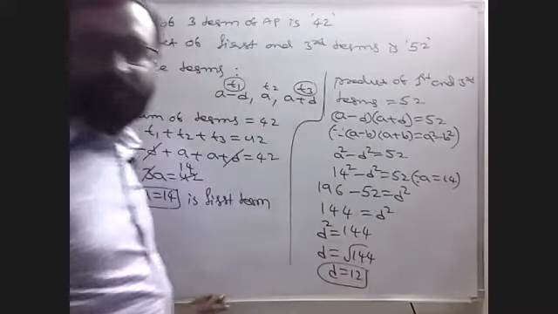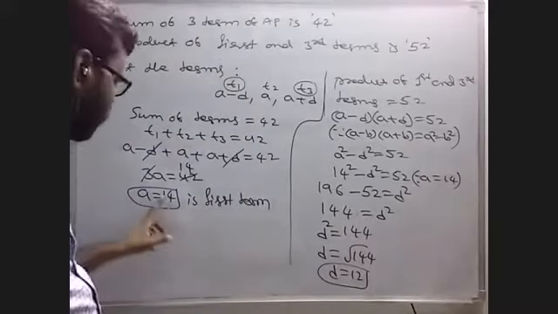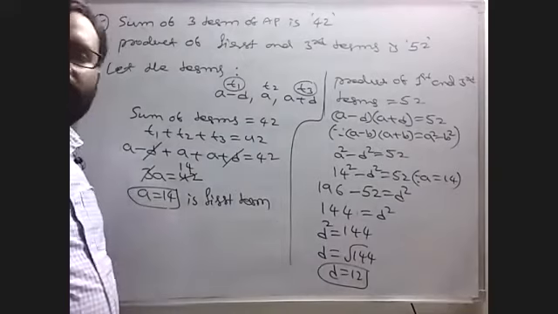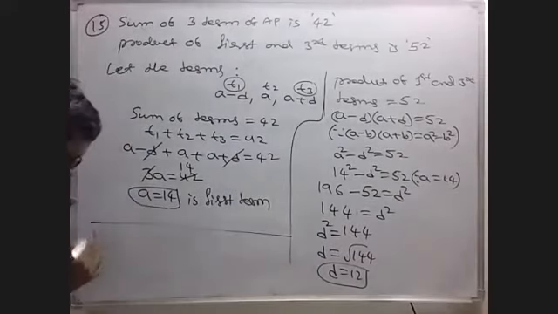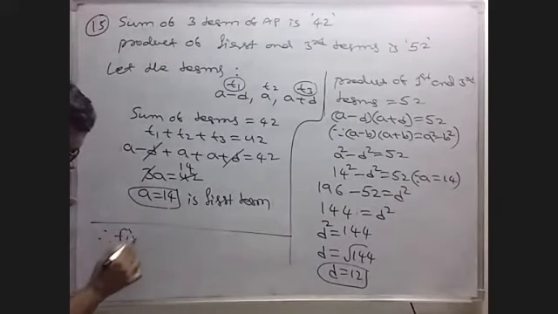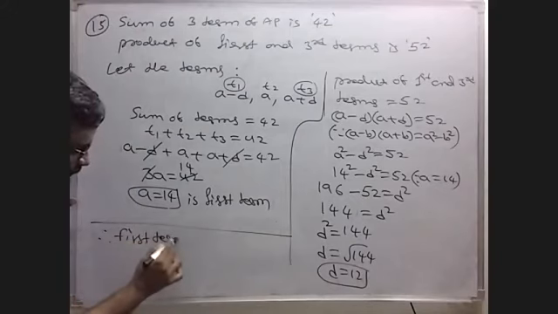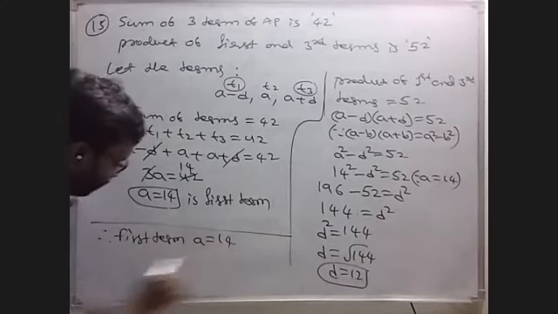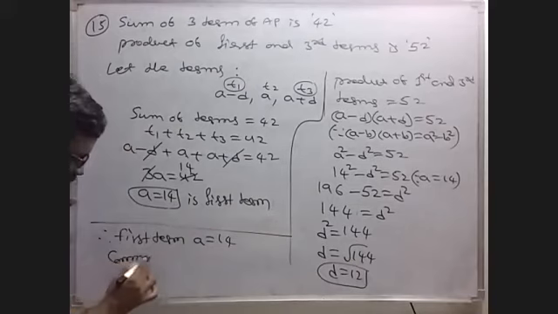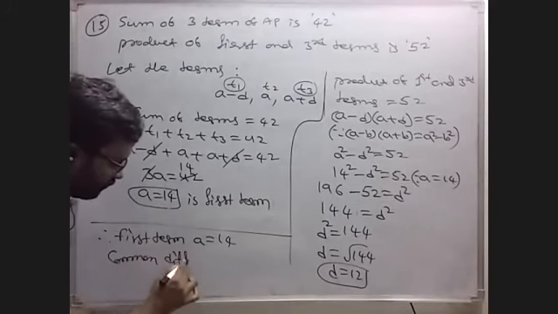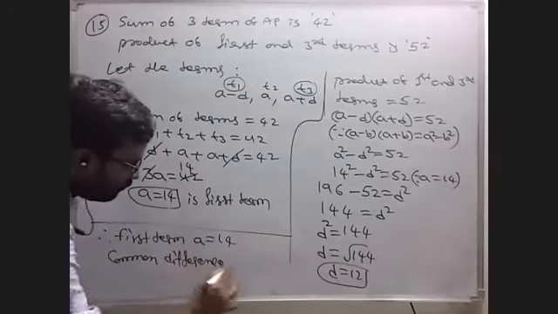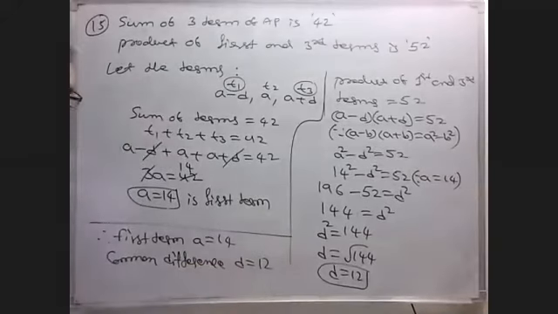The common difference is equal to 12 and the first term is equal to 14. So you have to write the last step. Therefore, the first term A is equal to 14 and the common difference D is equal to 12. So this is the answer.